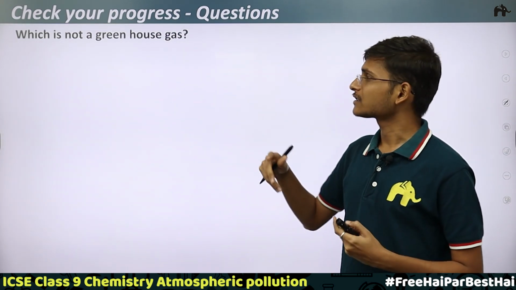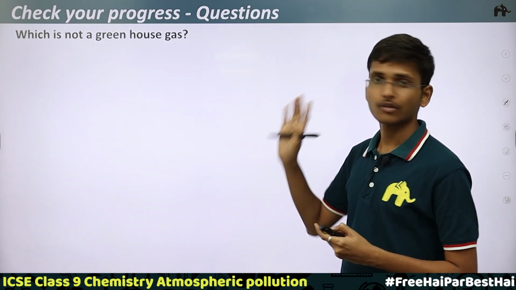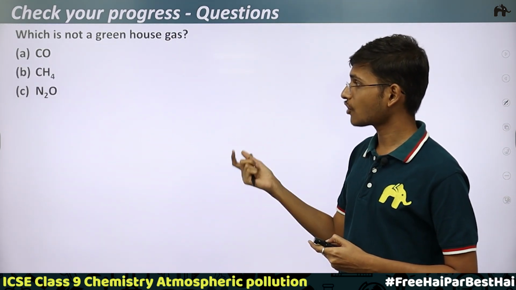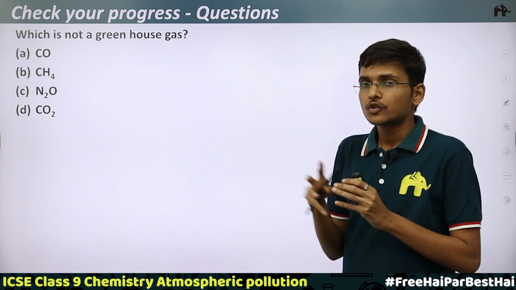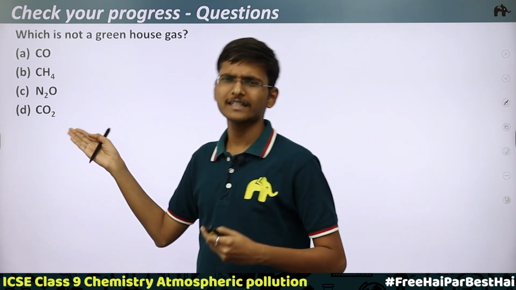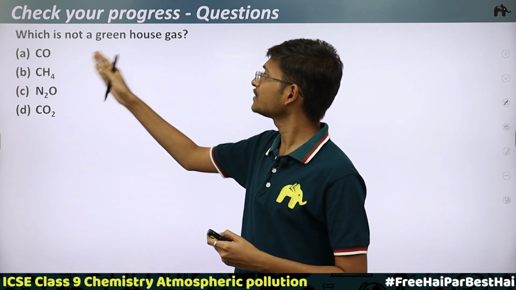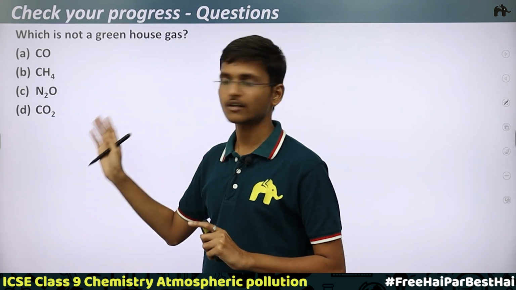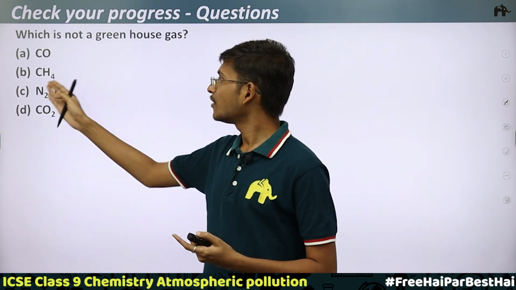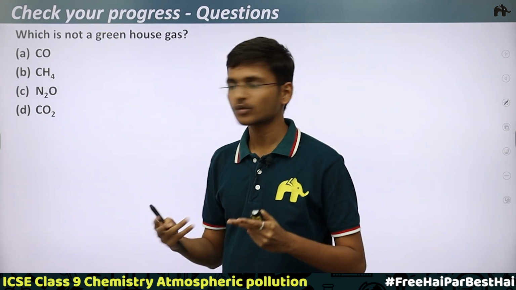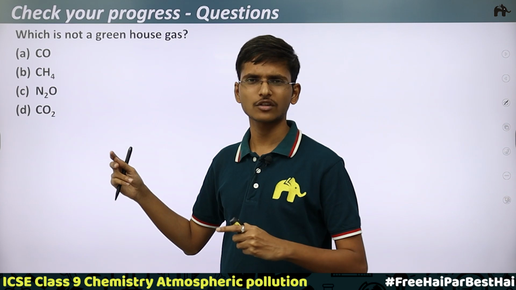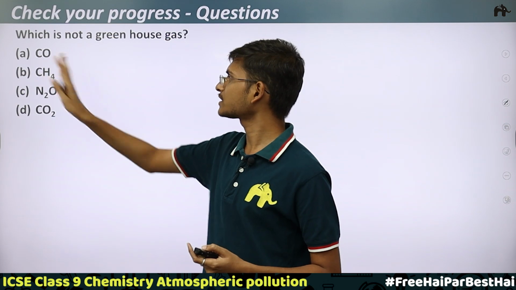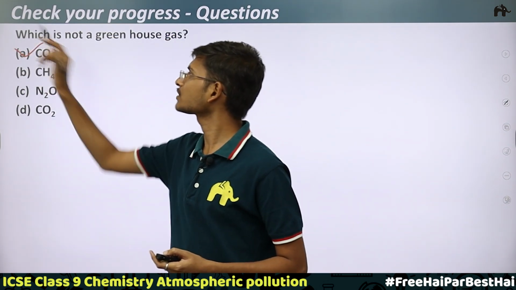Which of these is not a greenhouse gas? The options are carbon monoxide, methane, nitrous oxide, and carbon dioxide. We have already studied carbon dioxide, it is absolutely a greenhouse gas. They are asking which is not a greenhouse gas, so carbon dioxide is not the answer. Nitrous oxide, the laughing gas, is a greenhouse gas. Methane is also a greenhouse gas. So these three are not the answer: carbon dioxide, nitrous oxide, methane. The remaining one is carbon monoxide.